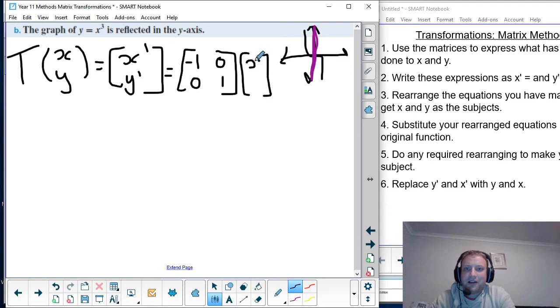We've got x and y. There are no translations being done, so we don't add a matrix at the end. That's it. That's our matrices done, and we're ready to follow our 6 steps.